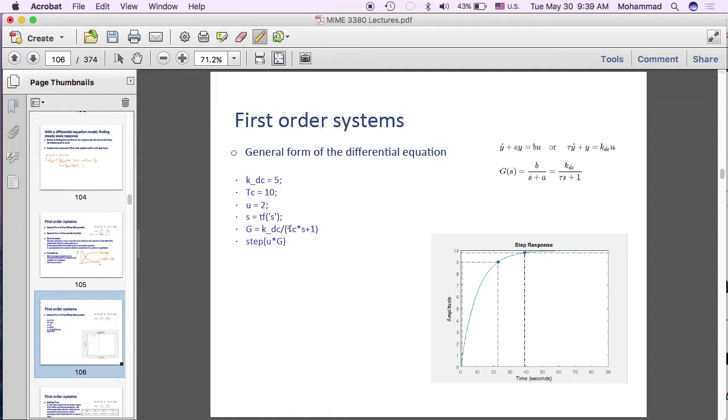So let's say we have a system that has a DC gain of 5, which means if you give it a unit step input, the steady state response is going to be 5 times as large. The system has a time constant of 10 seconds, so it takes 10 seconds to get to 63%. Let's say the constant input is going to be 2, and you want to plot the response of this system using MATLAB. Okay, so the steps are here.